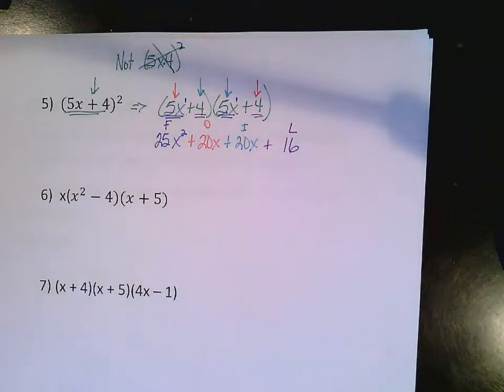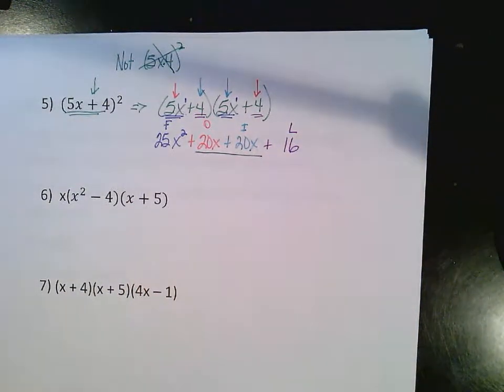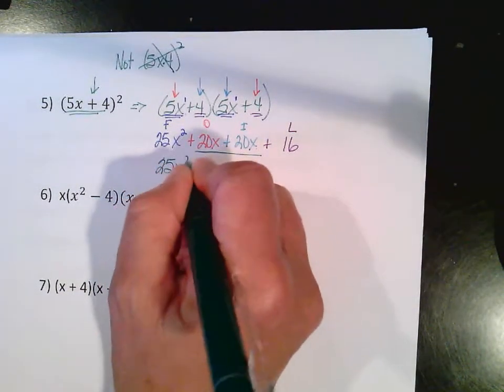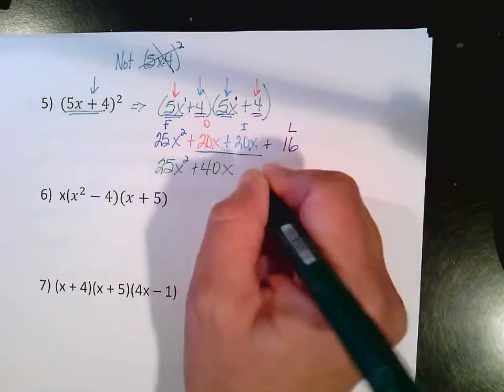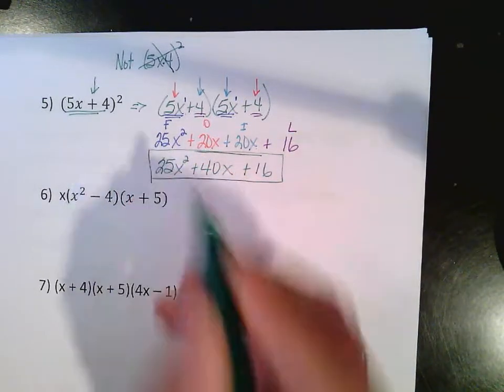Then you need to go back in and make sure you combine like terms. And the only terms I have alike are those two middle terms. So I have 25x squared. When I combine like terms here, I take 20 plus 20, that's 40x, plus 16. And then that would be my final answer. All right.